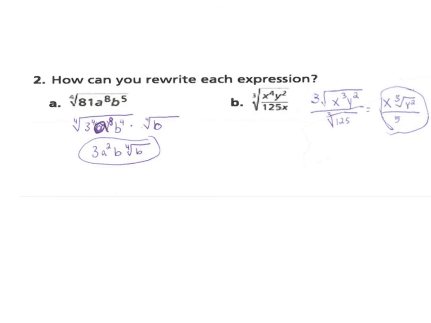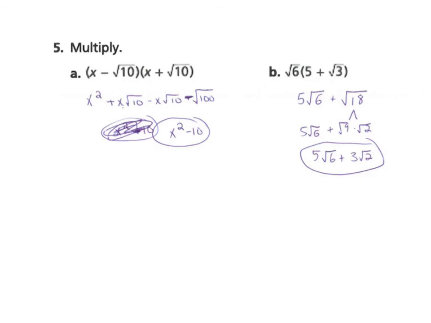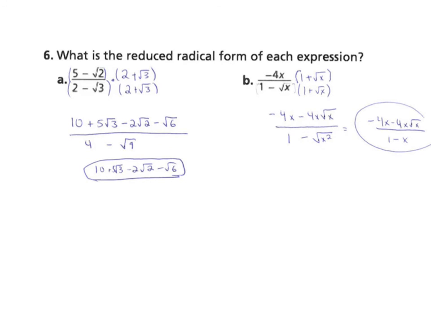Excuse some of my writing. And we're going to go to the next one. Here is 5A and B after some multiplication. And then the next one here is 6A and B.